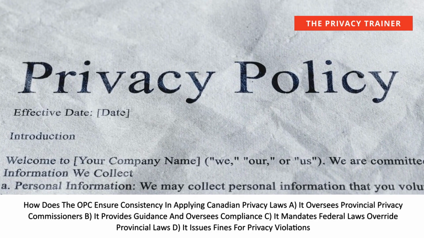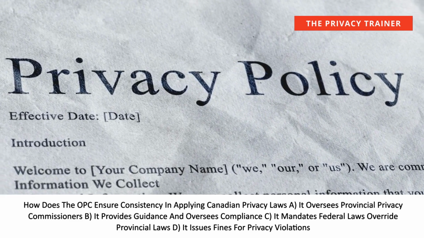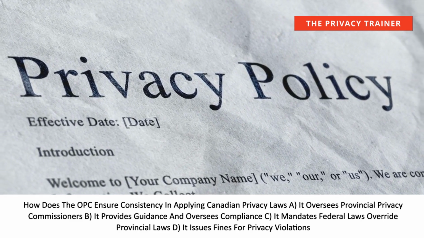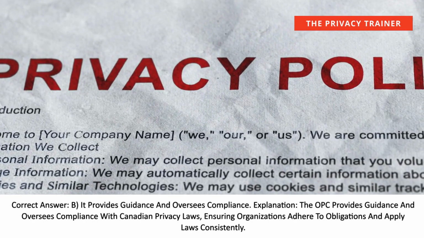A. It oversees provincial privacy commissioners. B. It provides guidance and oversees compliance. C. It mandates federal laws override provincial laws. D. It issues fines for privacy violations. Correct answer: B. It provides guidance and oversees compliance.